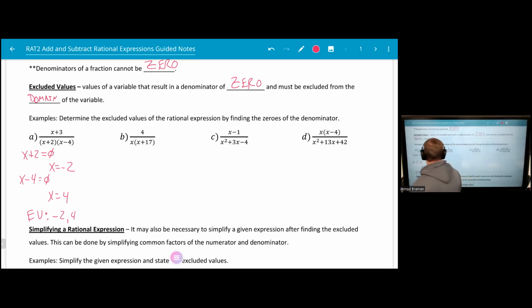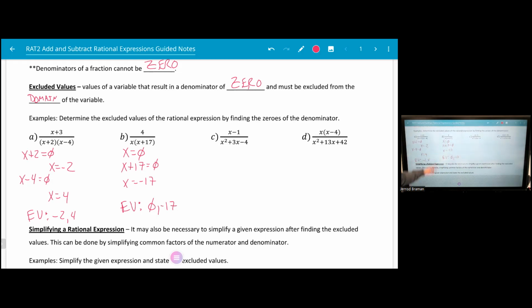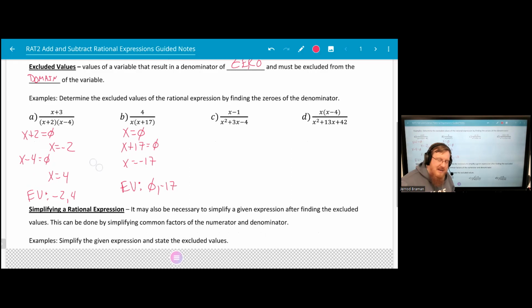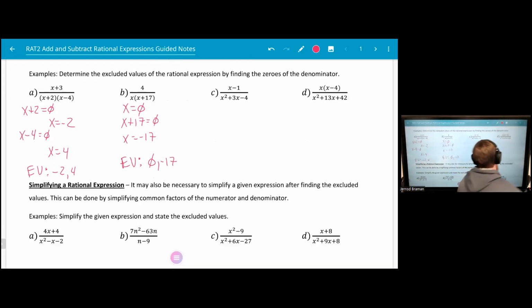Let's try this next one here. I've got 4 divided by x times x plus 17. I've got 2 factors in here. One of them is x equals 0. Oh, that's nice because that's already solved. My second one, x plus 17 equals 0. So I would see x is -17, and my 2 excluded values, my EVs, are 0 and -17. Again, we're only looking at the denominator for excluded values. We will simplify later.